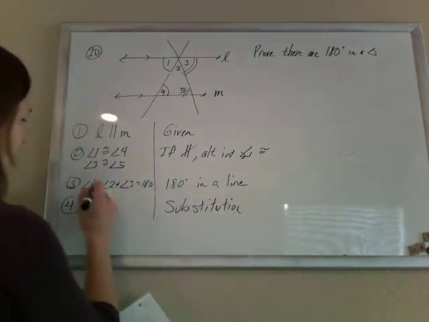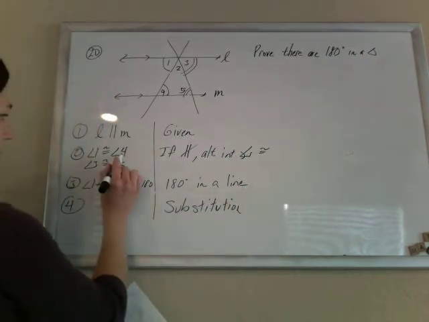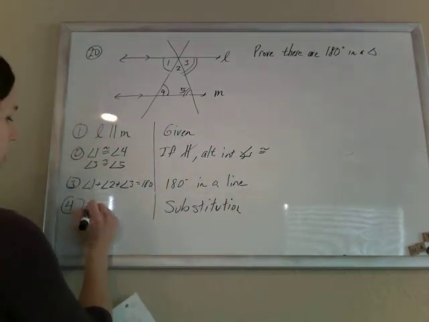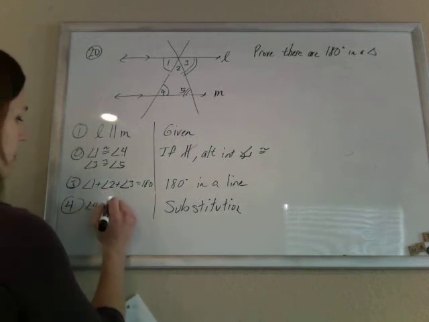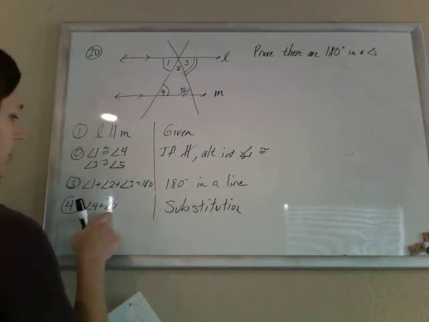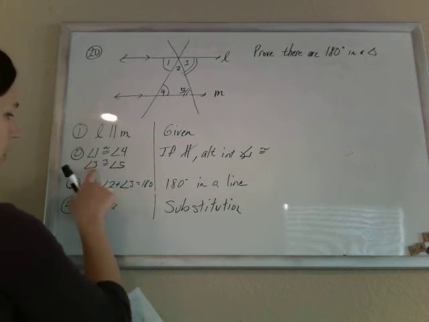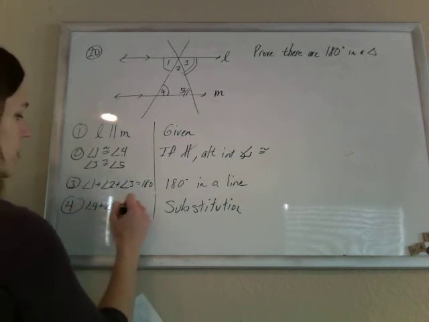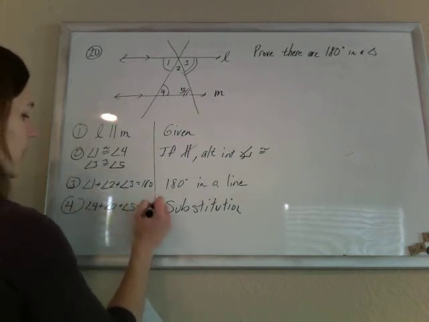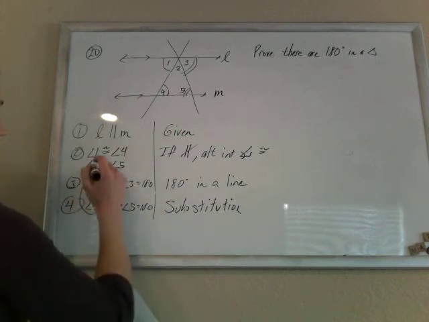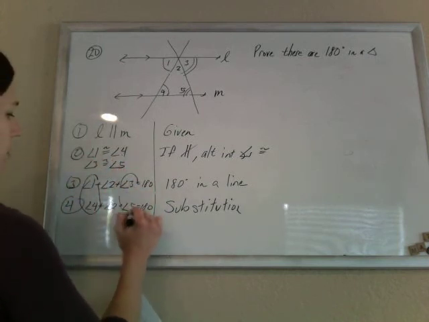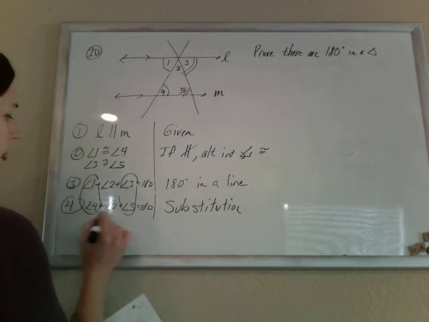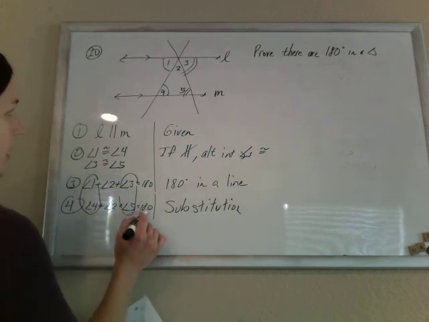I can say that angle 1 was the same thing as angle 4, so angle 1 was angle 4. Angle 2 is just going to stay angle 2. And angle 3 was the same thing as angle 5, so angle 3 is the same thing as angle 5, and that should be 180. So again, angle 1 was angle 4 from that step. Angle 3 was angle 5 from that step. So 4 plus 2 plus 5 is 180.